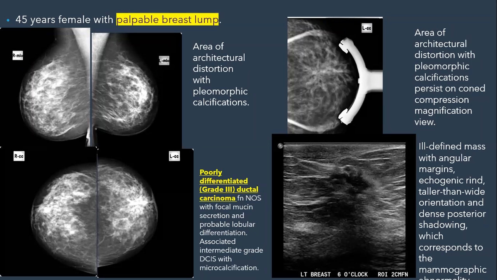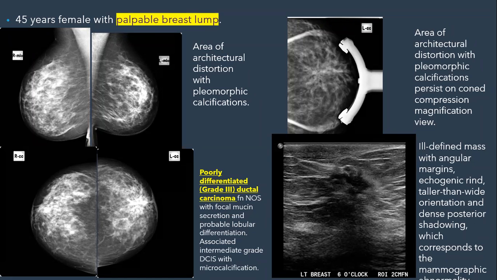Since the patient has a palpable abnormality, we have to consider any subtle changes. Here, at the same area of the palpable abnormality, there is architectural distortion with pleomorphic calcifications. On spot magnification, the architectural distortion is proven along with pleomorphic calcification, and here on ultrasound, an indistinct mass with angular margin, deeply hypoechoic with posterior shadowing, more suspicious though it's small, and biopsy revealed poorly differentiated grade 3 ductal carcinoma.